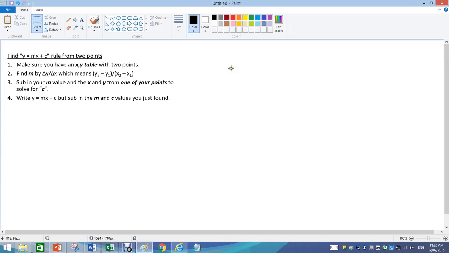So, here we go, we'll do it over here. So here's our 2 points, I might just circle them. There's 1 point, and here's our second point. Okay, so to find rules, they're always in the form of y equals mx plus c. So the first step is make sure you have an xy table with 2 points, and we do. Point 1, point 2, so that one's done. Next, find m by change in y over change in x, which means y2 minus y1 divided by x2 minus x1. So I'll explain that one a bit more.